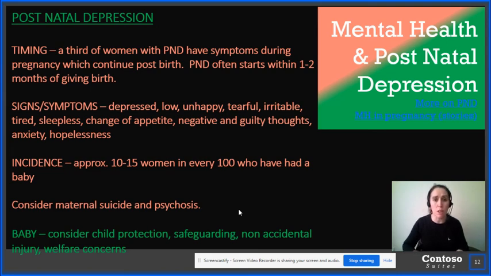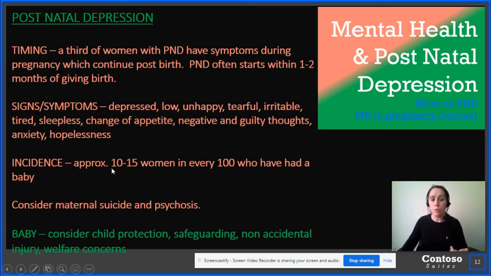So if you're worried about postnatal depression, don't ignore it. Don't ignore that niggly little voice that's saying, hormones are all over the place, I'm sure she'll be all right, she's got someone at home with her. Let's take her for professional help. Let's take her for a professional assessment. Don't just assume she should be all right.